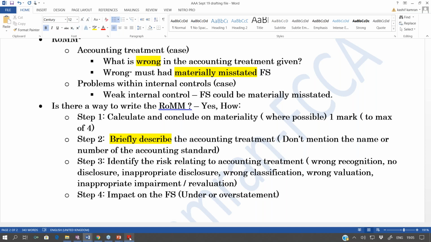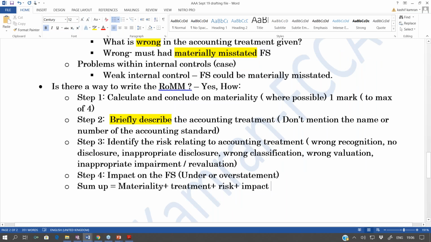Step 4. So now, recap. What's the summary? Firstly, what should we do? We should first work upon materiality, number 1. Number 2, we should work upon the treatment. Number 3, we should work upon the risk. And number 4, we should work upon the impact. Is everyone clear with the summary given? Materiality, treatment, risk, impact, right?